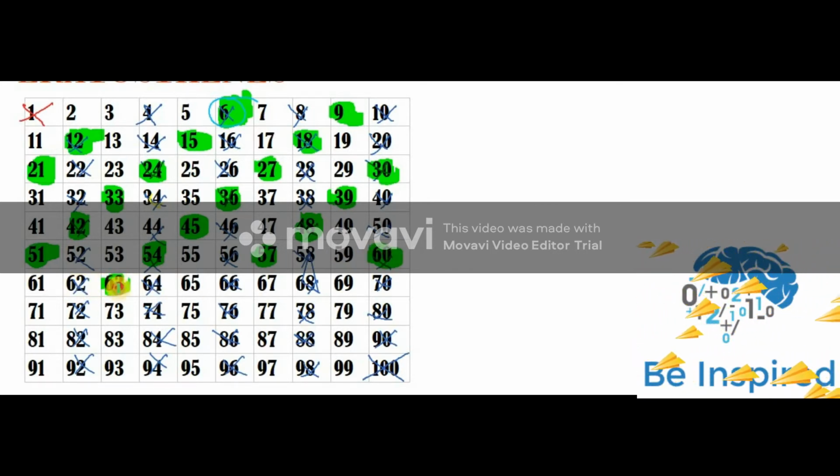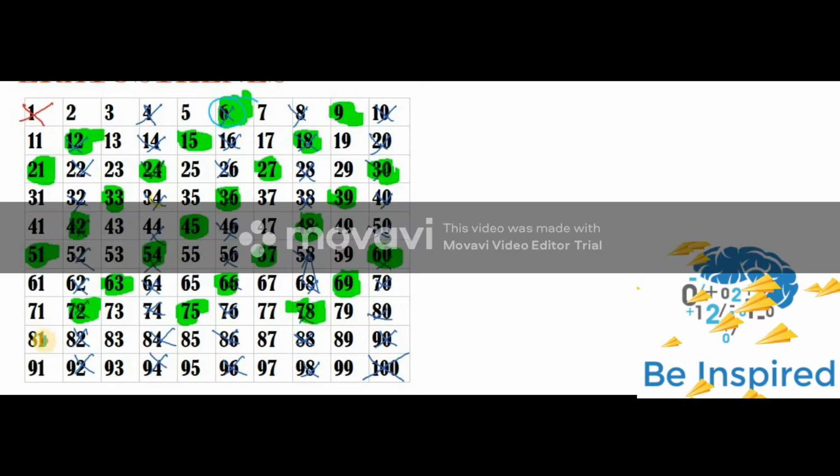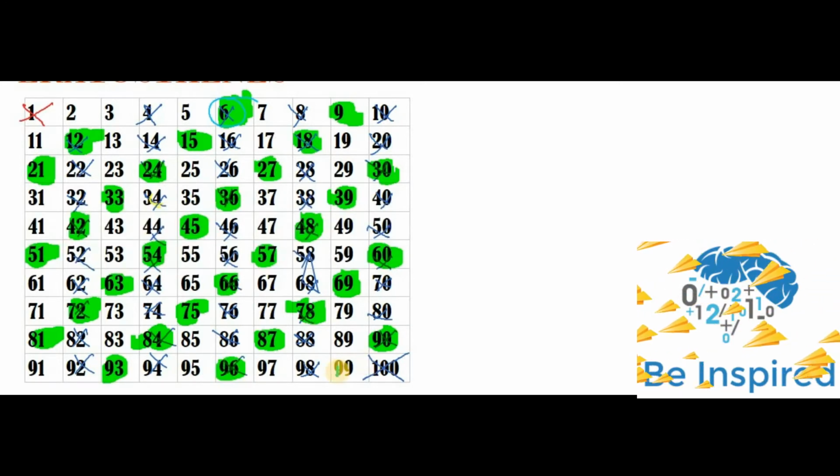Just strike off 1, 2, 3. Again 1, 2, 3. 1, 2, 3. Now you can do even in that way also, just leaving 3 digits, and we can go for that. So in that way I'm done.